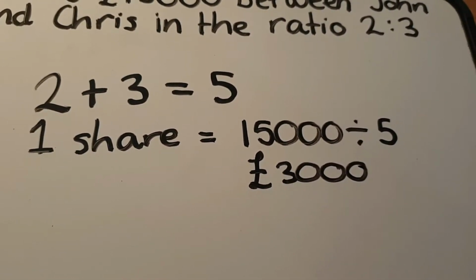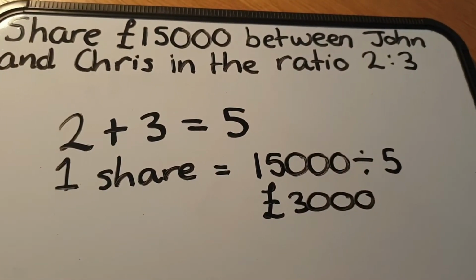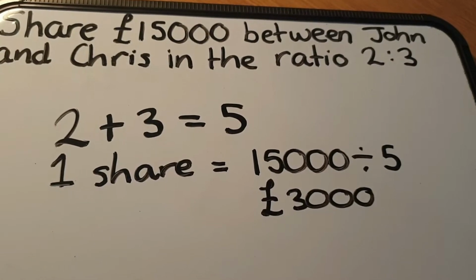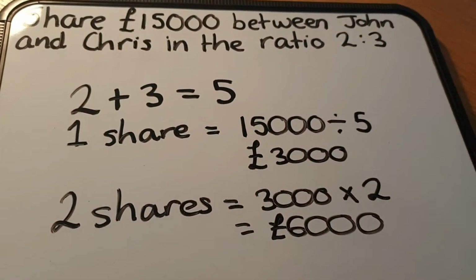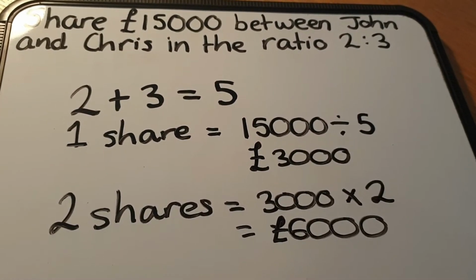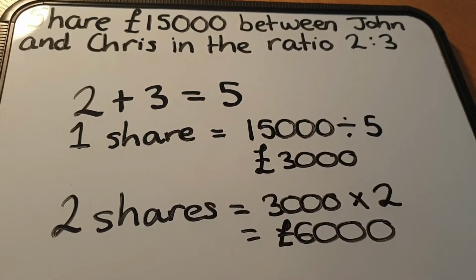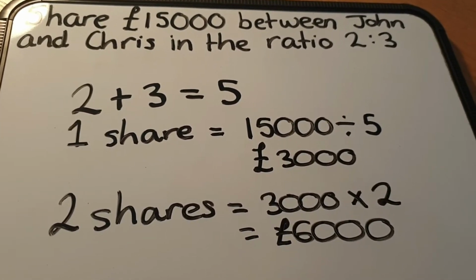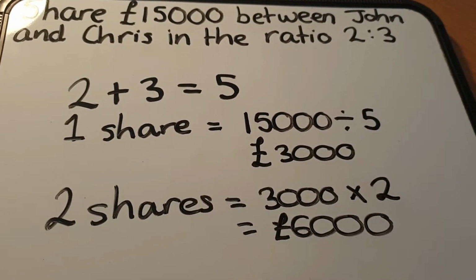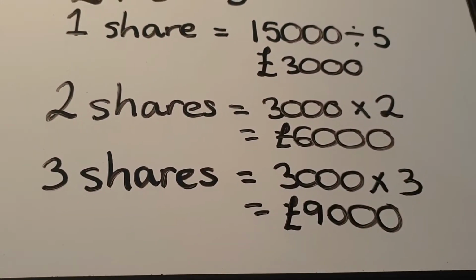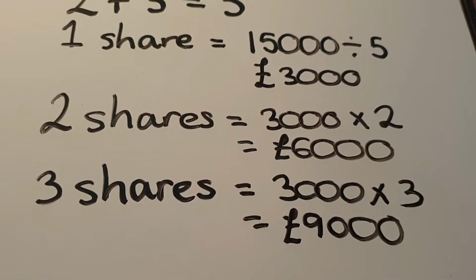If we know 1 part, how do we find the 2 parts that John would get? All we do is take our 1 share part and multiply that by 2. So to find the 2 shares, you would just do 3,000 times 2 is £6,000. So that's how much John would get. Chris is going to get 3 parts, so to find out the 3 share parts, we're just going to multiply the 3,000 by 3. So Chris would get 3,000 times 3, which is £9,000.